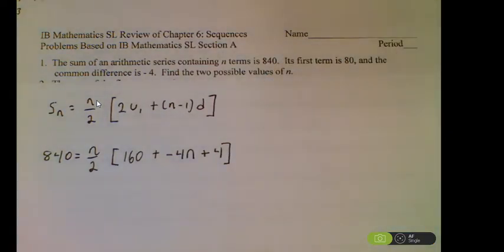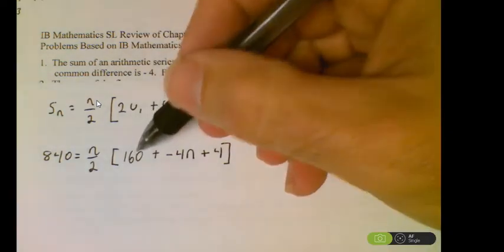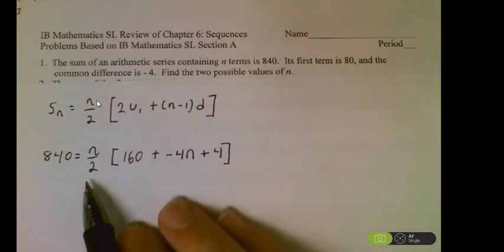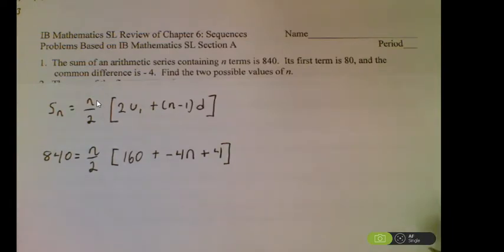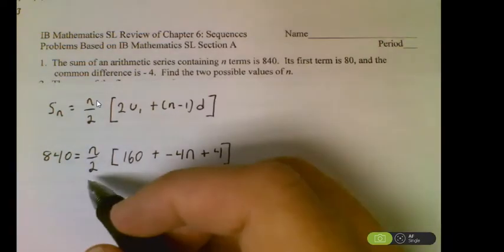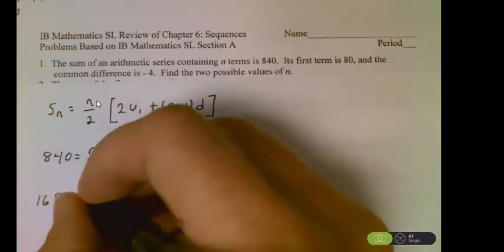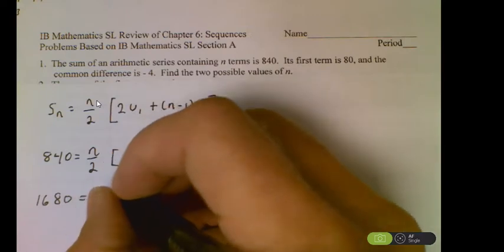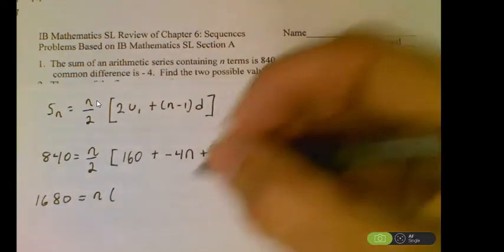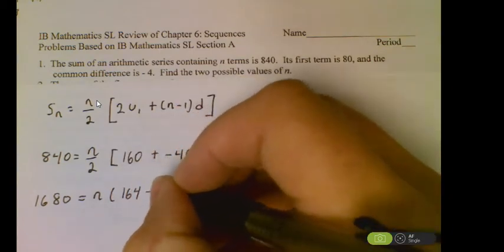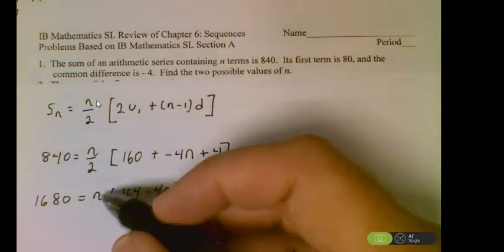To start doing some cleanup along the way, inside we're going to combine like terms and get 164. You have a couple options from here. I'm going to multiply 2 over to the left; I think that's going to be a little easier to work with. So 2 times 840 gives me 1680. Then we have that n right there, which we'll distribute in a minute. So I'm looking at the 164 minus 4n, and now I can distribute that n.